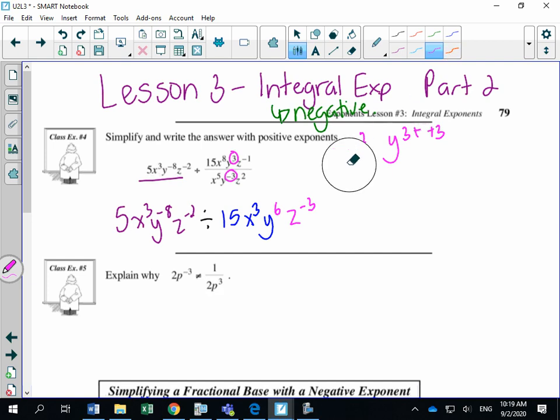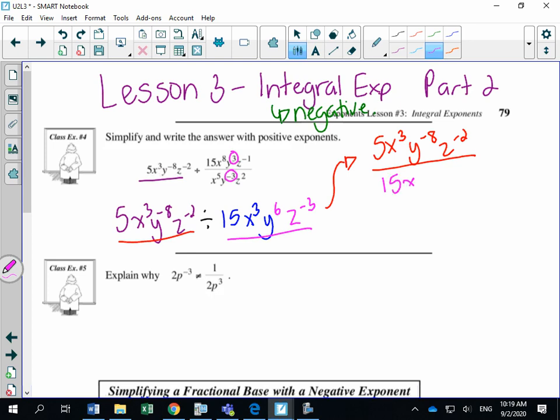So again, usually I say it's really good habit and practice to be able to do things in your head, but you want to always be right. So I say, always confirm negatives on your calculator just to make sure. Once we have it written like this, now I'm going to rewrite this with a division bar here. So what this becomes, that's my numerator: 5x to the 3, y to the negative 8, z to the negative 2. My denominator is this: 15x to the 3, y to the 6, z to the negative 3.